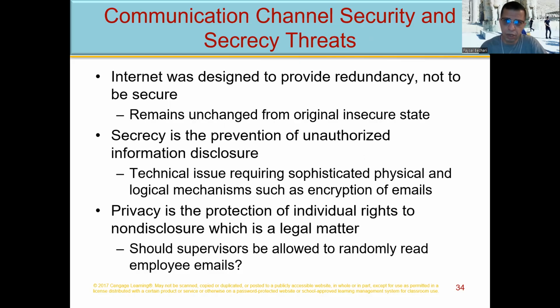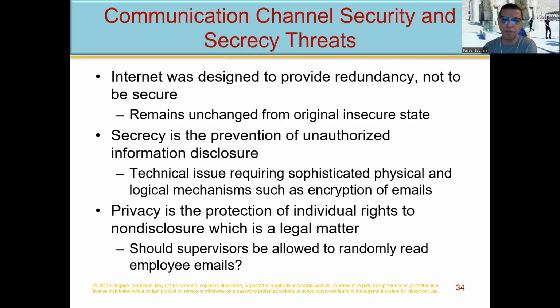On the other hand, there are communication channel security and secrecy threats. So we have the devices; now we talk about the communication channels. The internet was designed to provide redundancy and not to be secure. It remains unchanged from the original insecure state. So the internet is just to have access to it. Secrecy is the prevention of unauthorized information disclosure.